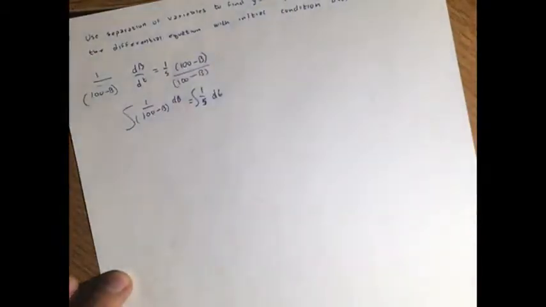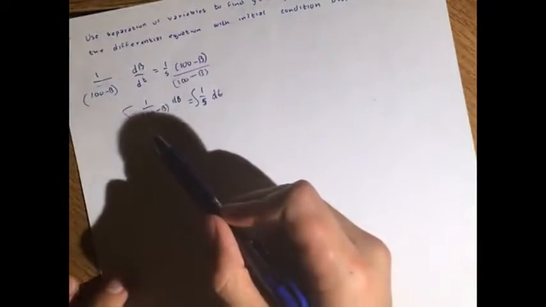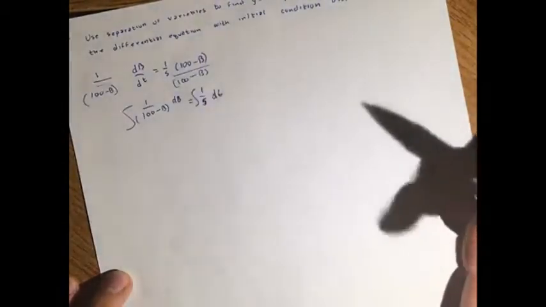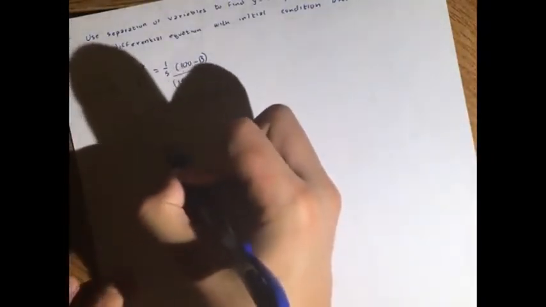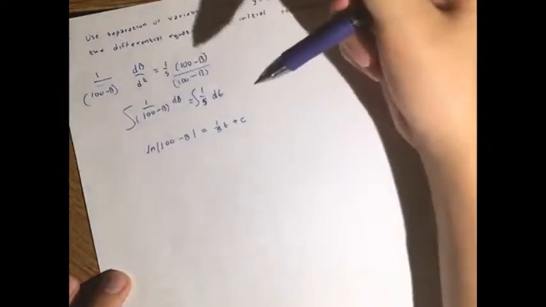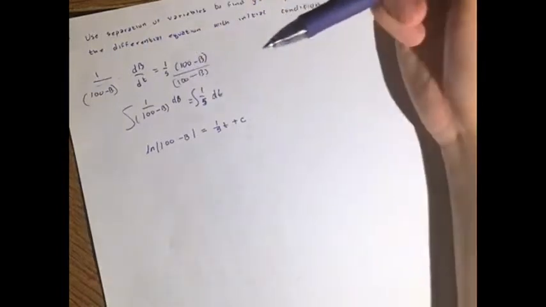So what we do now is find the antiderivative of this. So as we know, the derivative of a natural log ends up being 1 over a fraction. So what we would get is the natural log of 100, and remember the natural log has to be in parentheses, minus b equals 1/5 t plus c. And remember, c is the constant. It's just like the antiderivative.